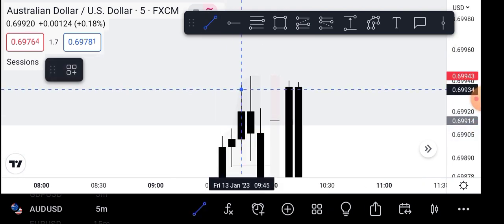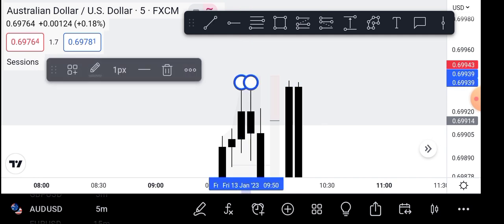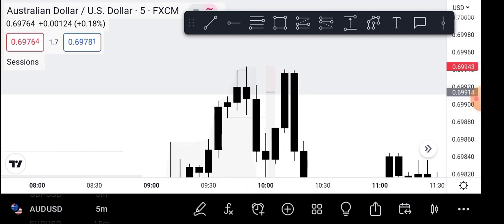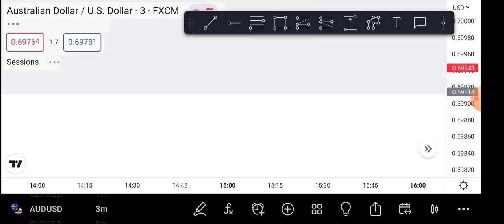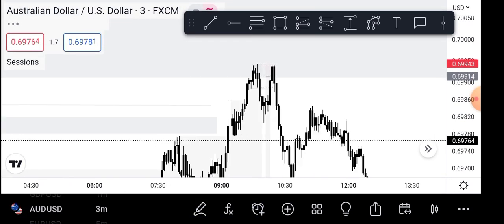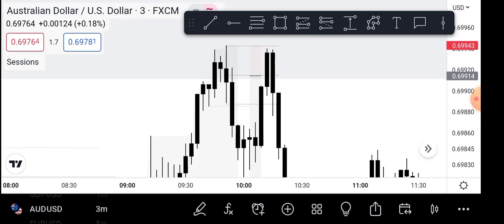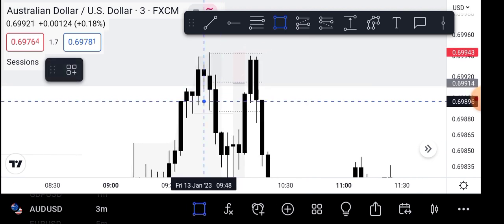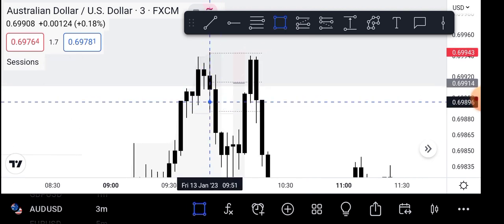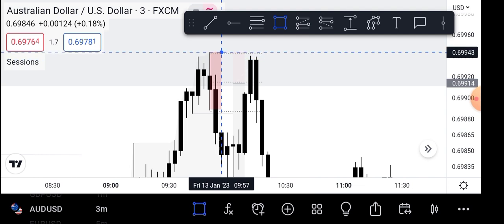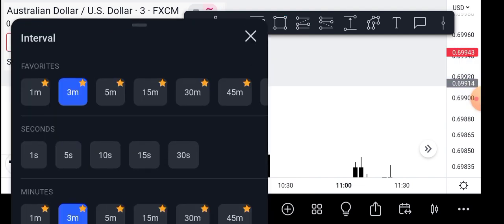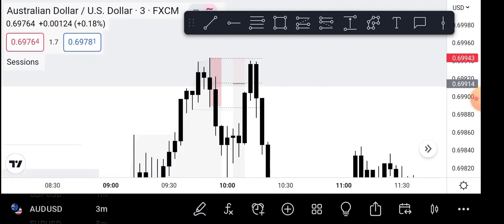So I saw that this candle took liquidity over here. So I just went to the 3 minutes to confirm. The 3 minutes gave me this nice range, this beautiful range over here. So that's my reference range.